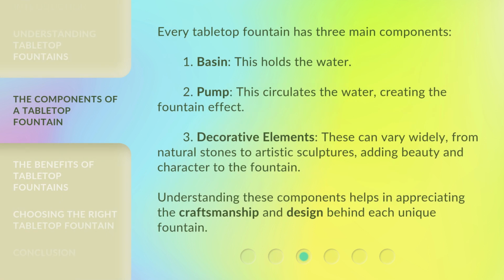Every tabletop fountain has three main components. 1. Basin. This holds the water. 2. Pump. This circulates the water, creating the fountain effect. 3. Decorative elements. These can vary widely, from natural stones to artistic sculptures, adding beauty and character to the fountain. Understanding these components helps in appreciating the craftsmanship and design behind each unique fountain.